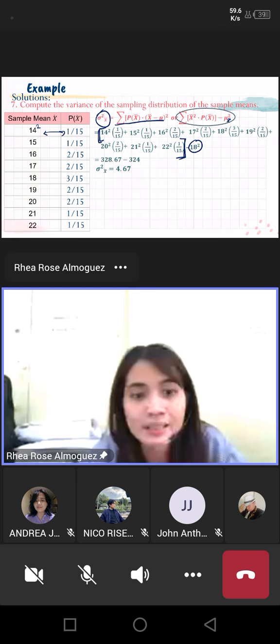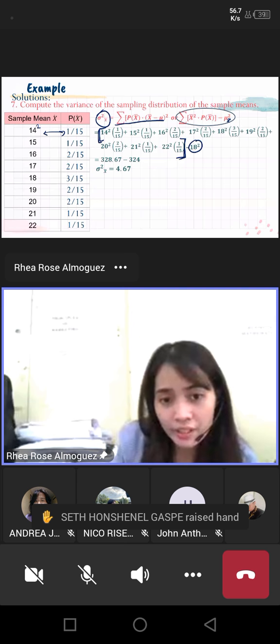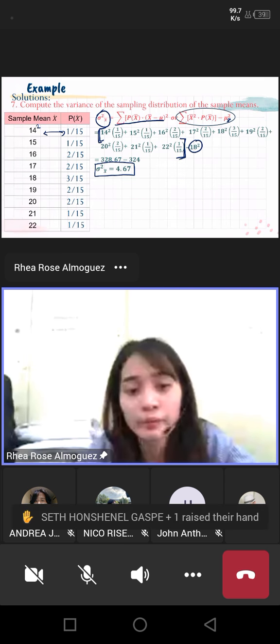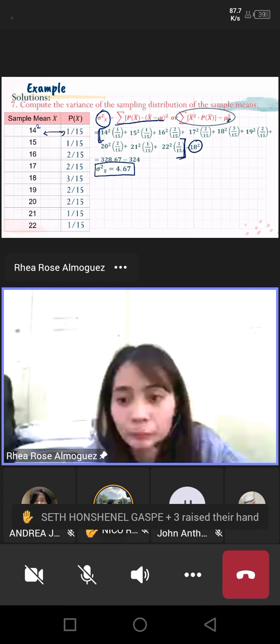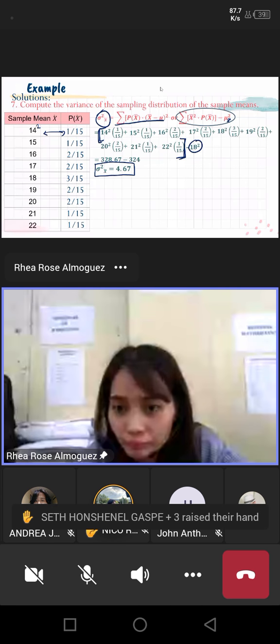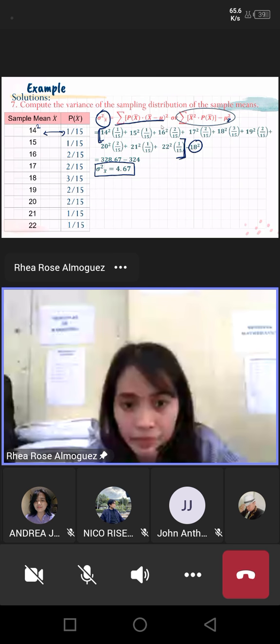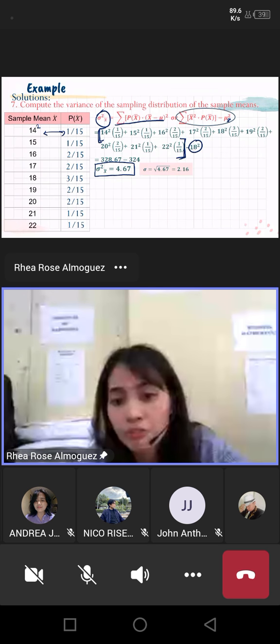Now, how can we solve for the standard deviation? Anyone? If the value of the variance is 4.67, how about the standard deviation? Paano natin kino-compute? Yes, Kyla. Bale po, kukunin po natin yung square root ng 4.67, which is 2.16 po. Okay, very good. So we have the value of standard deviation equivalent to 2.16.